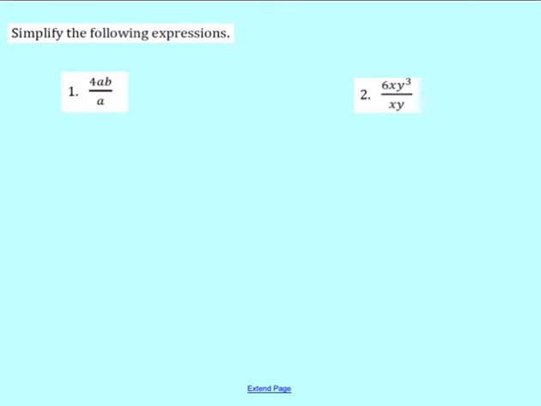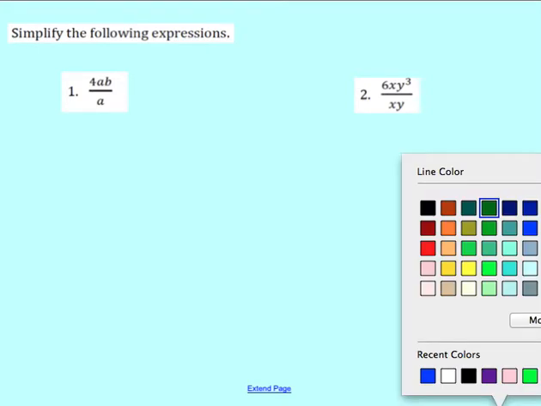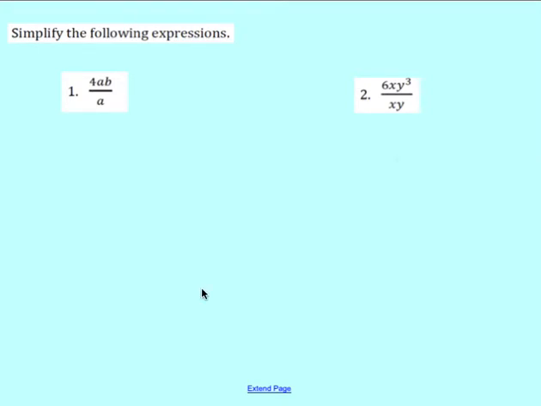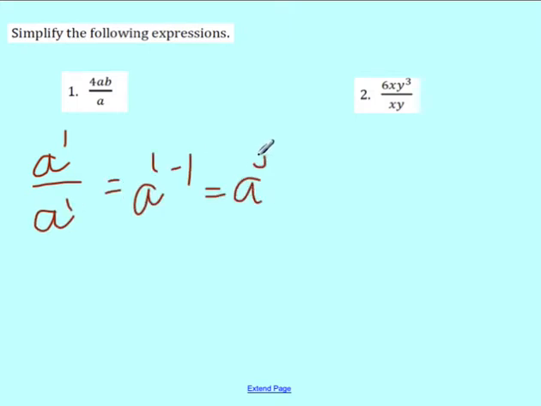So let's take a look at number 1. Well, first of all, whenever I have a letter over itself, it equals 1. So really, let's look at why that is. Why is a letter over itself 1? So let's just take a look at the a's. So we have a to the 1st over a to the 1st. Well, that's a to the 1 minus 1, which is a to the 0. Well, what does anything to the 0 power always equal? That's going to be 1. So these a's cancel out to 1. And then we're just left with 4b.